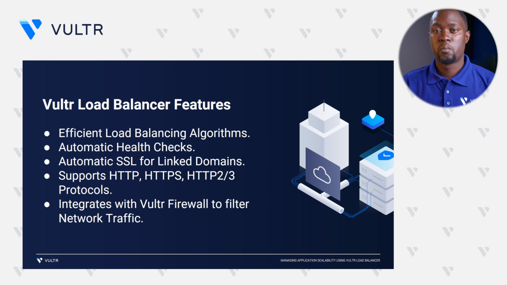And among the notable Vultr Load Balancer features, it supports efficient load balancing algorithms, which include the round-robin and least connection mechanisms. With round-robin, each instance linked to the load balancer receives an equal share of the traffic, while least connections ensures that the server with the least connections can process requests at a time. And on the other hand, the load balancer supports automatic health checks on particular endpoints to ensure that your servers are healthy before actually forwarding any traffic.